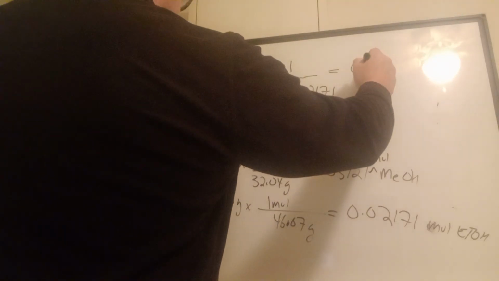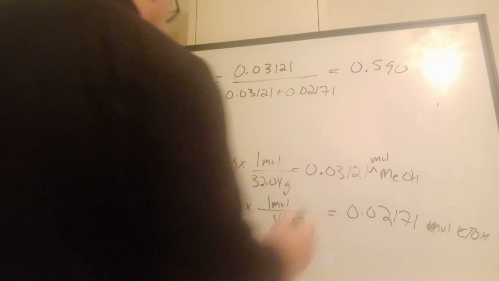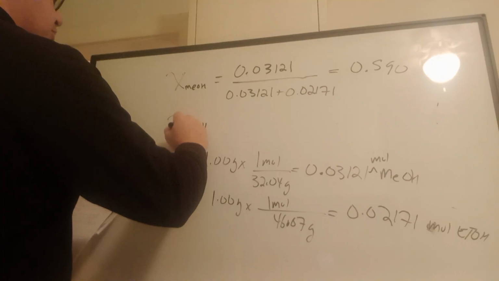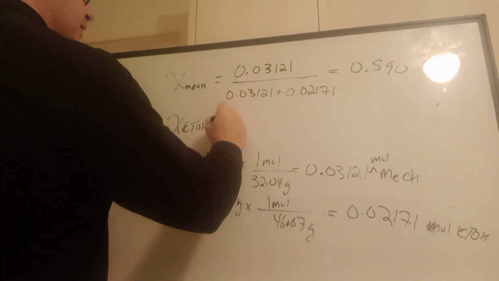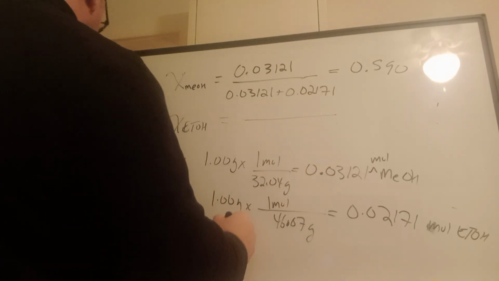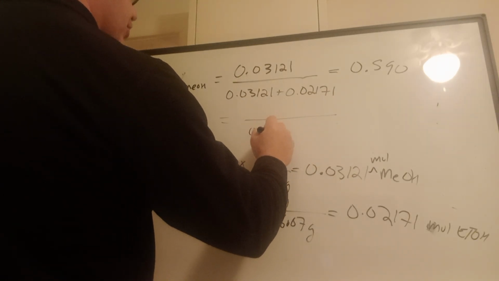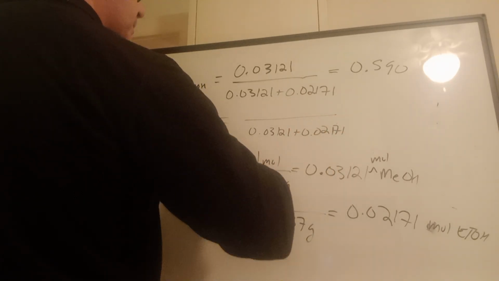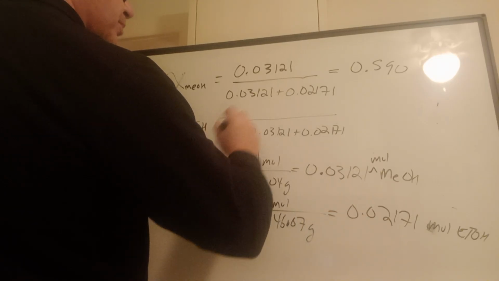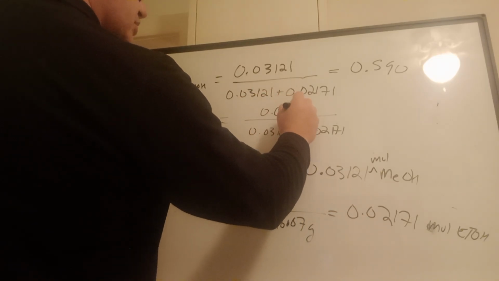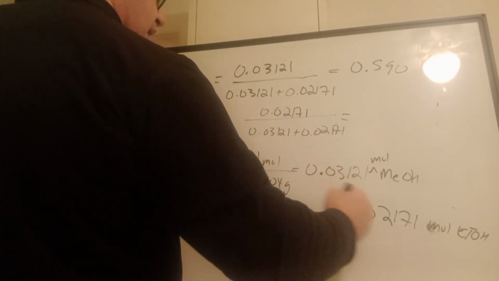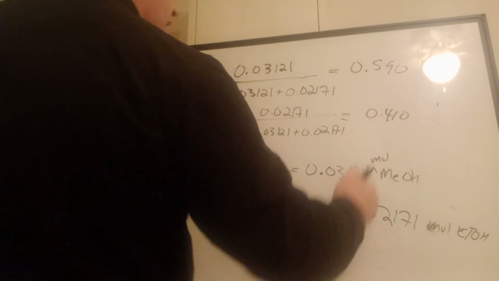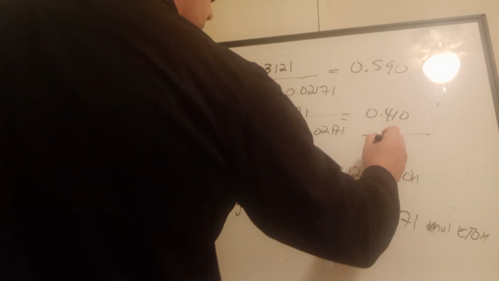So for this, to 3 sig figs, I got 0.590. Verify that. And for the ethanol, it's similar. EtOH, I'll call it. I'll put it as capitals, how I usually do. Almost off the board with that. So we've got the same number in the bottom, so you're going to have the 0.03121, the total moles. Got the 1. And then you have the moles for the ethanol, 0.02171. You can tell it's a little bit less. And so for that, I got 0.410.